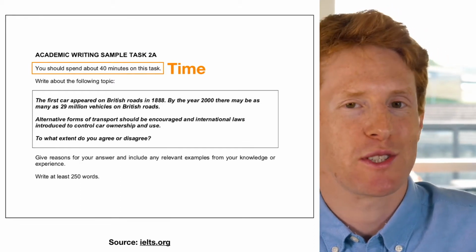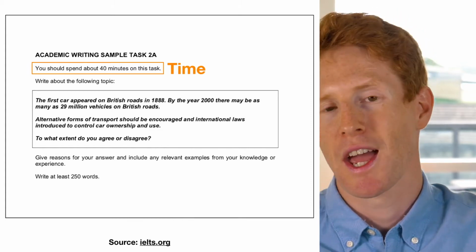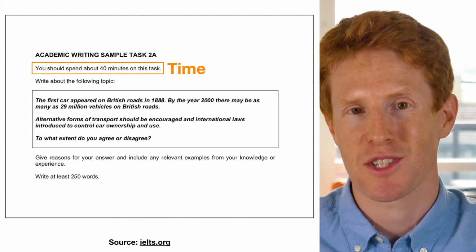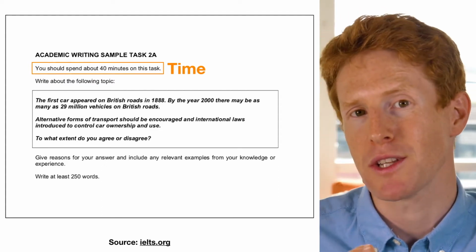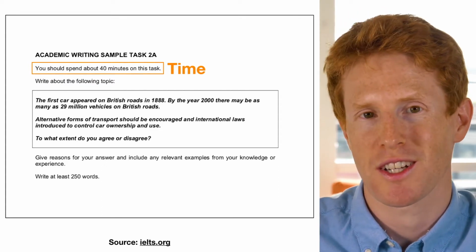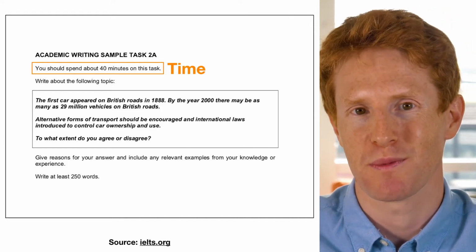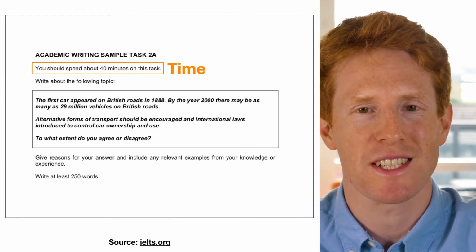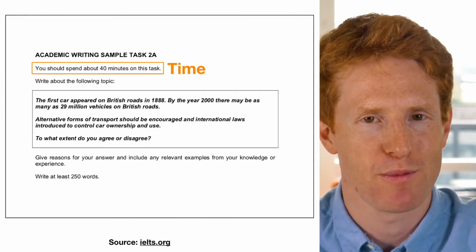So the British Council and IDP recommend that you spend 20 minutes on Task 1 and 40 minutes on Task 2. However, some students say that they find it easier if they spend 25 minutes on Task 1 and 35 minutes on Task 2. So I suggest that you practice and work out what time allocation works best for you.